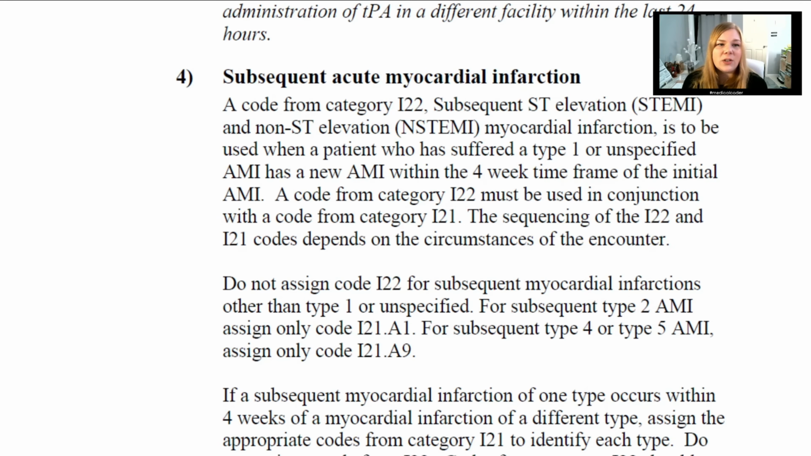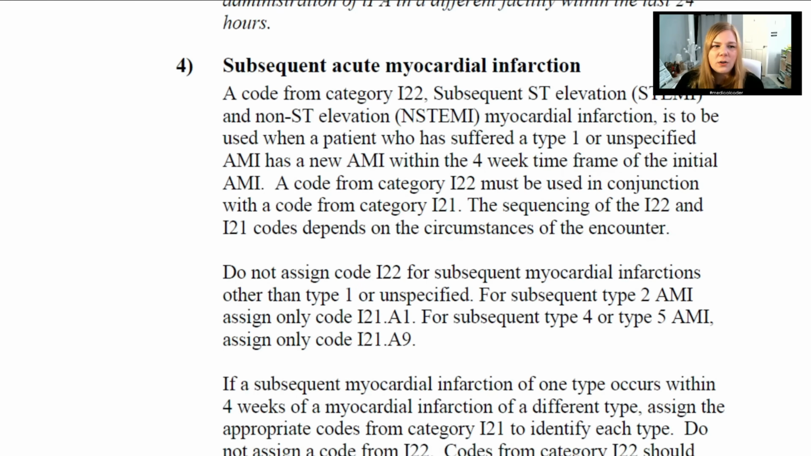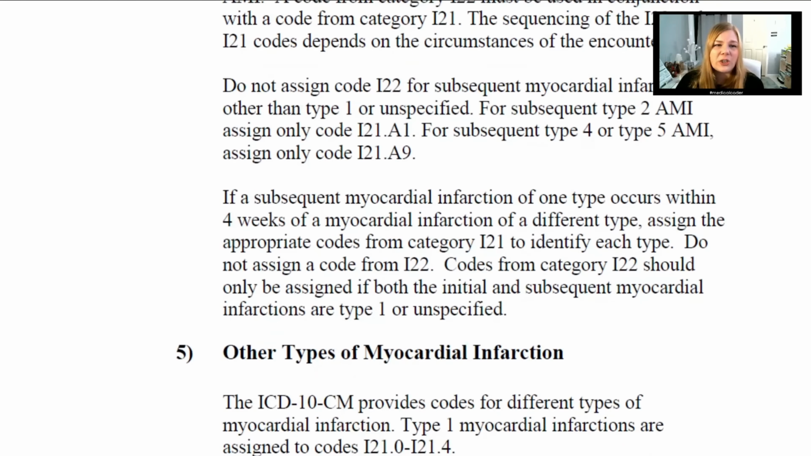For AMIs that are documented as non-transmural or subendocardial, but the site is not provided, it is still coded as subendocardial AMI. Subsequent acute myocardial infarctions: a code from category I22, subsequent ST elevation and non-ST elevation myocardial infarction, is to be used when a patient who has suffered from a type 1 or unspecified AMI has a new AMI within that 4-week time frame of the initial AMI. A code from category I22 must be used in conjunction with a code from category I21.